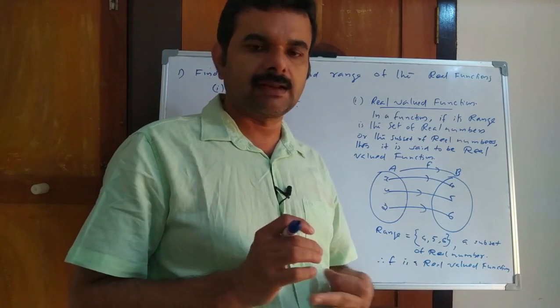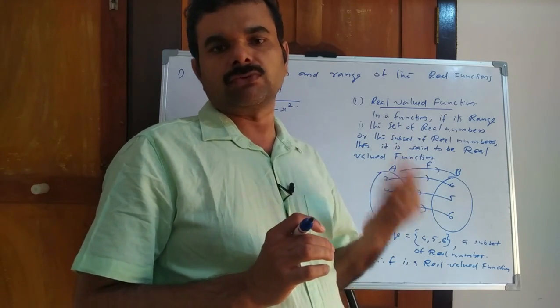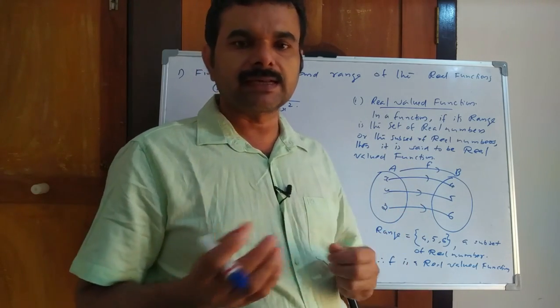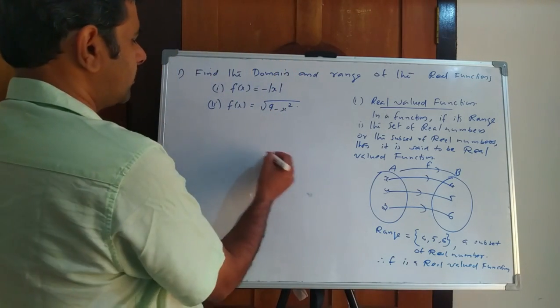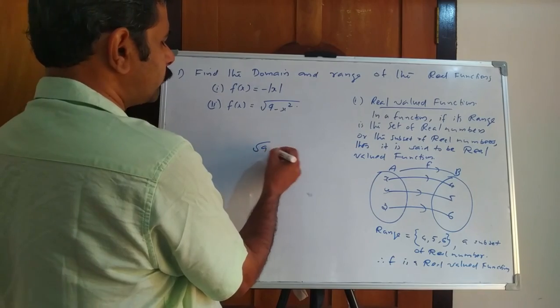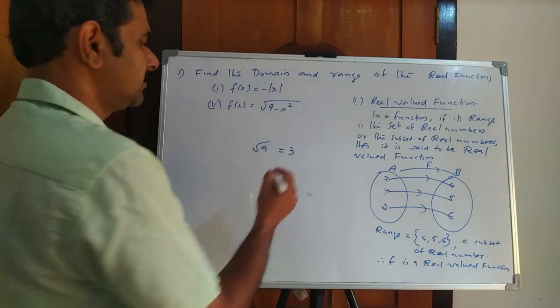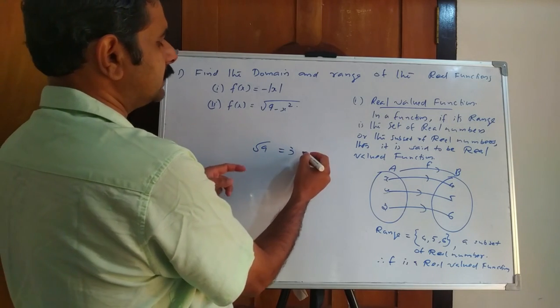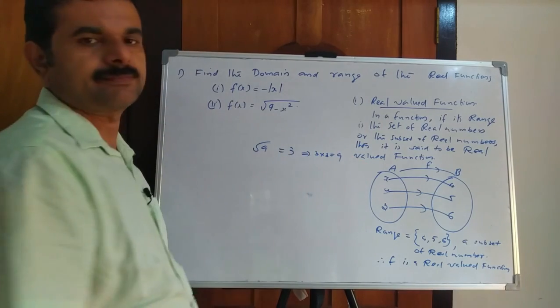0 is a real number. All negative numbers are real numbers. Positive numbers are real numbers. Radicals, meaning root of 2, root of 3, root of 4, are also real numbers, isn't it? Then what about root of minus 9? Root of 9 is what? 3. Why do we say that root of 9 is equal to 3? Because 3 into 3 is equal to 9.